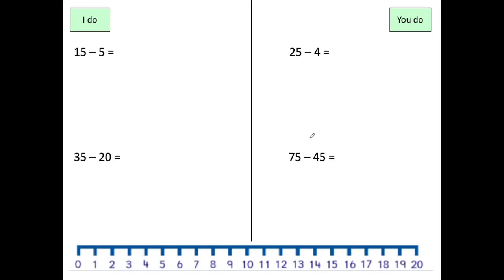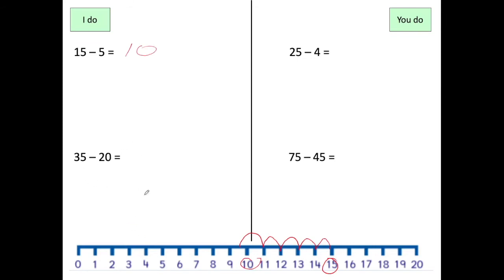Moving on to some more difficult questions. For the first one, we can still use the number line because thankfully it goes up to 20. So we need to just start at 15 and then move 5 spaces to the left. 1, 2, 3, 4, 5, and end up at 10. So the answer is going to be 10.